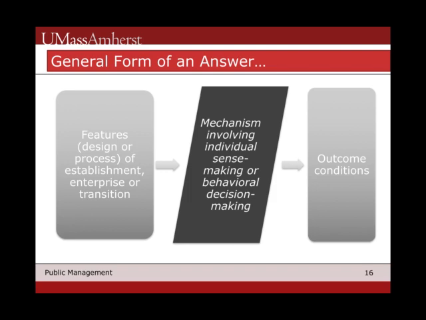So again, the general form of an answer, back to our input-output, is that there are going to be these features, either of the design or the process itself, the object design or the process design, of an establishment, enterprise, or transition, that lead to some sort of outcome conditions. Usually, because we're dealing with individual level behavior, we're thinking about organizational level features, and we want to think about how these affect individual level behavior to lead to organizational level outcomes. This is a version, in essence, of a micro-macro problem. So what we need is some way to think about individual level behavior.